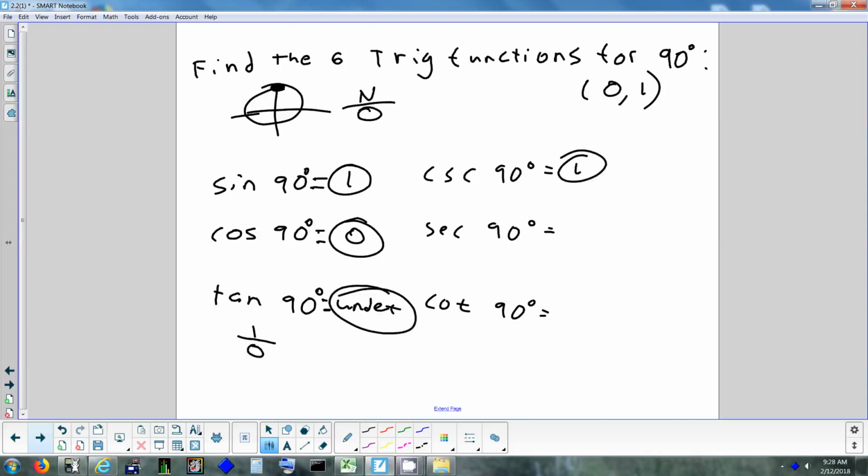Now, we wrote cosine is 0, but if we wanted to make it a fraction, Jordan, what could I do with that? How could we make 0 a fraction? Wait, Jordan's not here. You're Luke. I'm sorry. Luke, how could we make 0 a fraction? 0 over 1. Yeah, we could put 0 over 1. And now, when we flip it, we get 1 over 0. We just talked about that. 1 over 0, undefined.